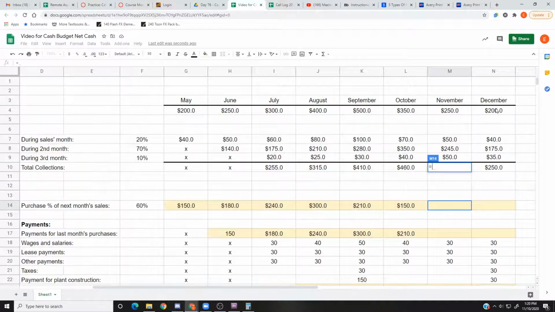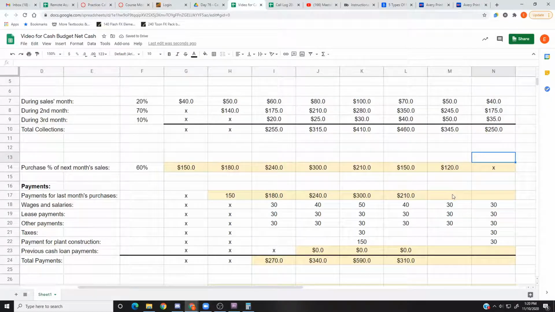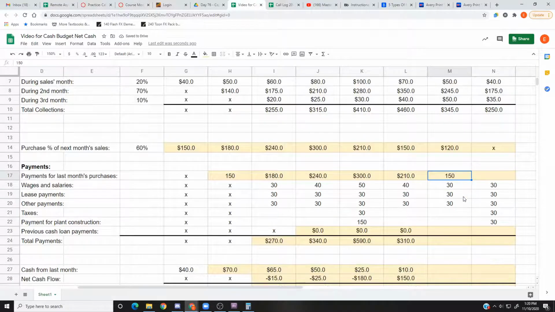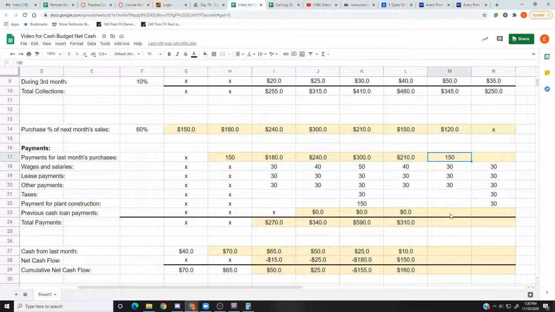So I'm going to look at the next month, which is 200. We're going to multiply by the 60%. This should have an X, by the way. Leave that in there. Okay, so I'm going to pay $150 from last month's supplies right here. Okay, add in all the other bills. And then we got the previous cash loan payment.